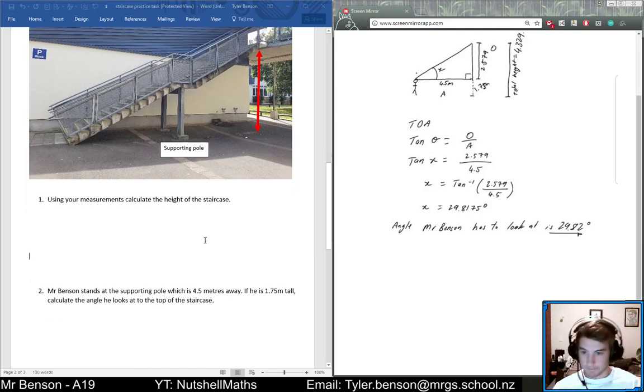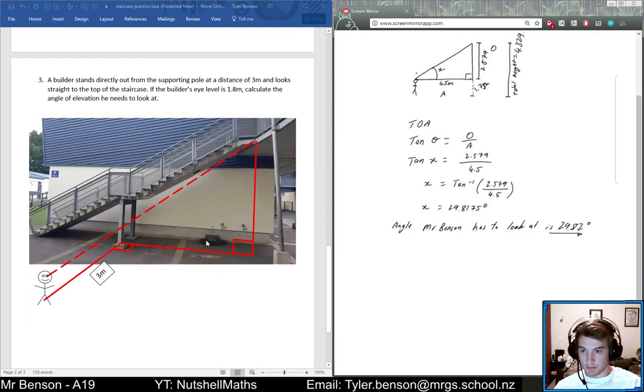Right. I'm about to move on to this way harder looking ugly question, which is the excellence part.